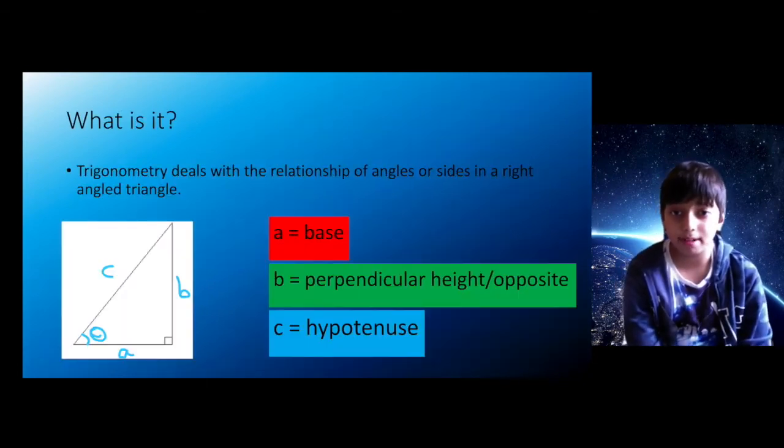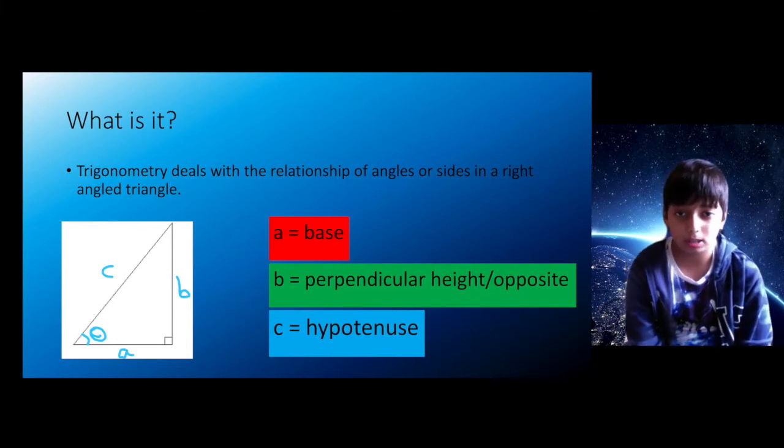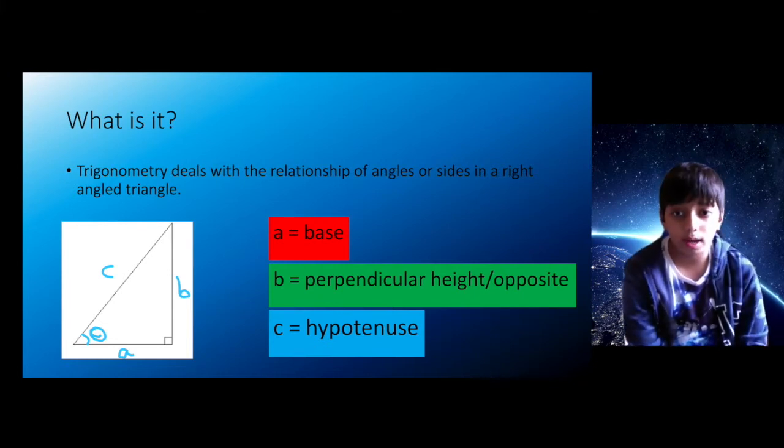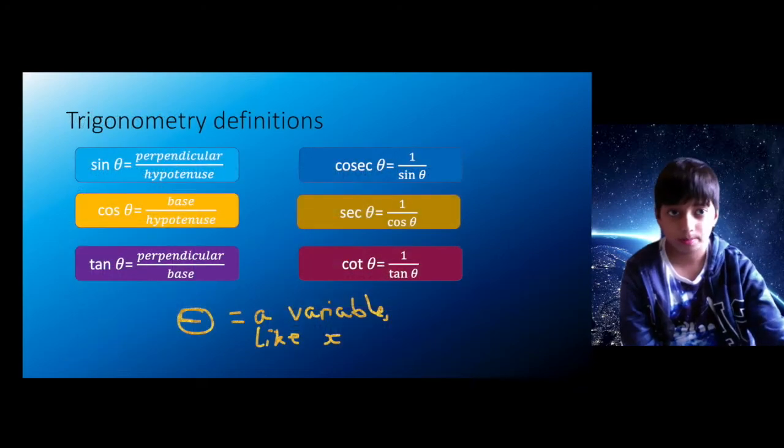Trigonometry deals with the relationships of angles and sides in a triangle. If you have a right angle triangle with sides as shown, then for the angle theta, the side A is known as the base, side B is called the perpendicular, and C is the hypotenuse.